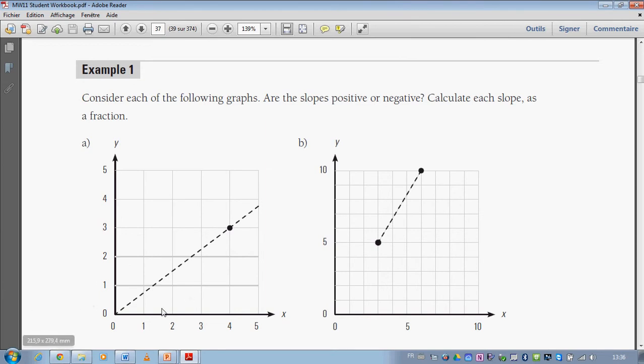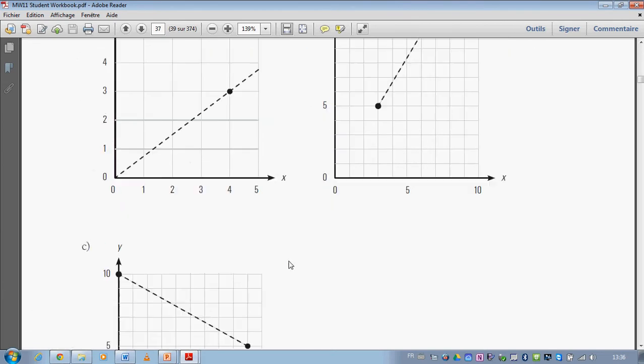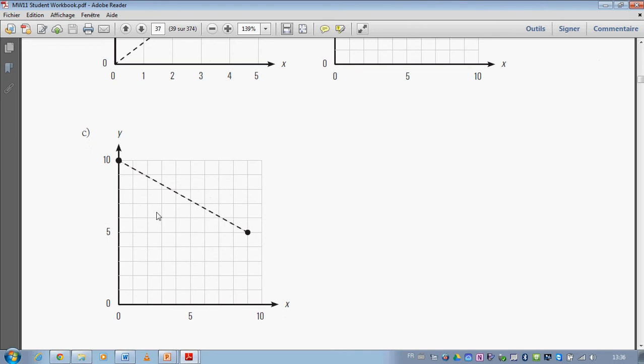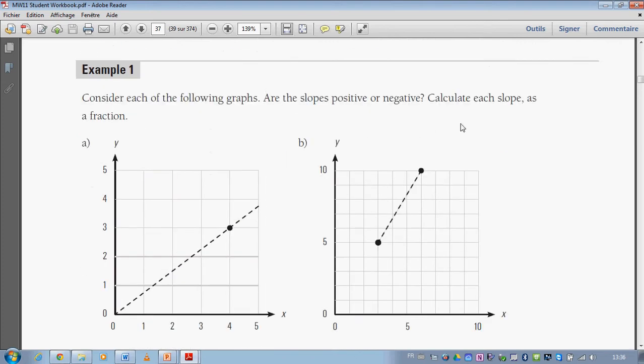So yeah, you can expect this to be positive and that to be positive, and the ones that are negative are going to be the ones that are dropping. Okay, so as soon as your rise is negative, that means it's going down. That's where you've got a negative slope. Okay, and then calculate each slope as a fraction.